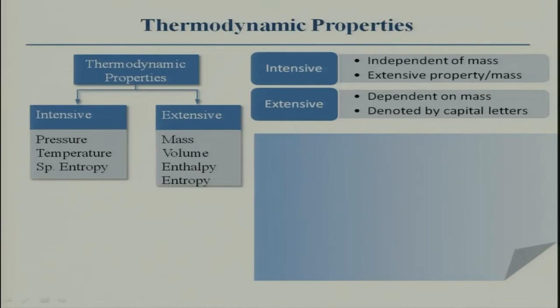So the extensive properties are volume, enthalpy, entropy, mass. These depend on the mass and also on the volume. And an intensive property is independent of mass. Generally an extensive property per unit mass or unit mole is sometimes called an intensive property, but I would like to say it is a specific property, like specific entropy and specific volume, which is volume divided by mass or volume divided by mole.